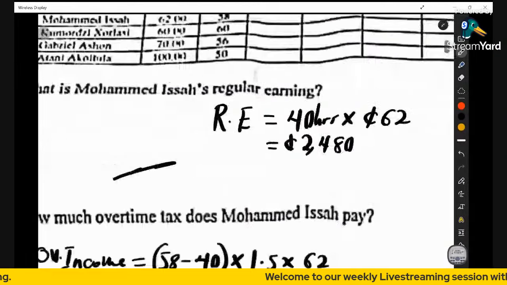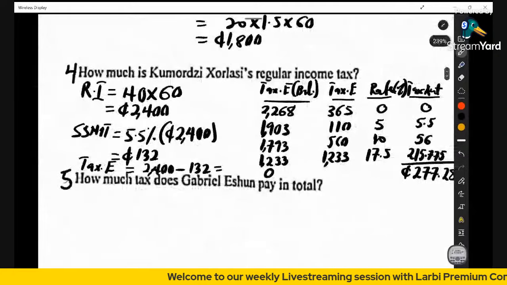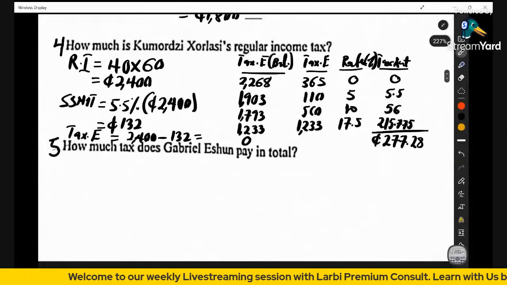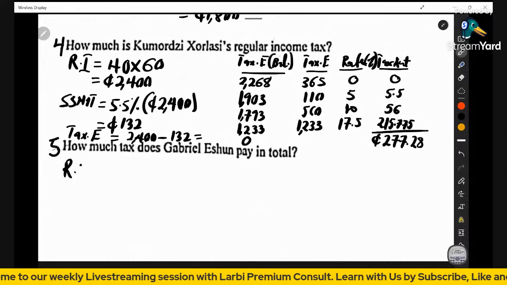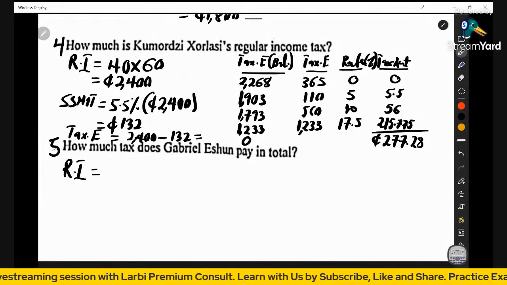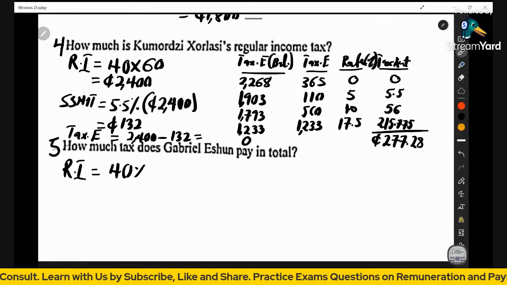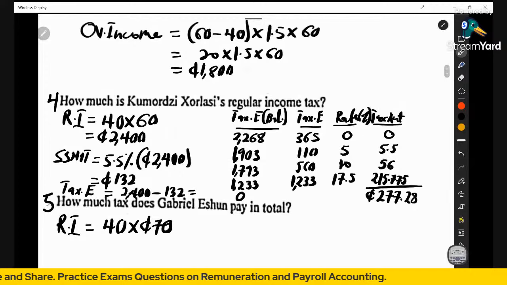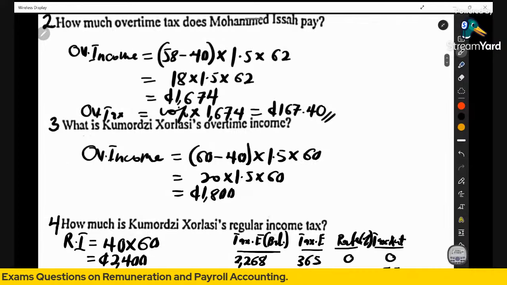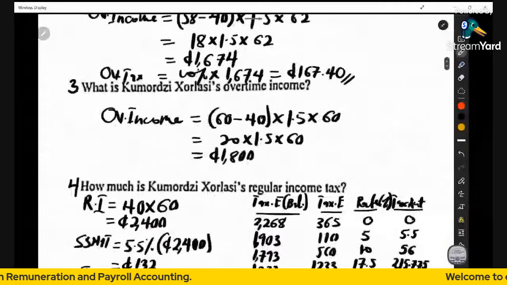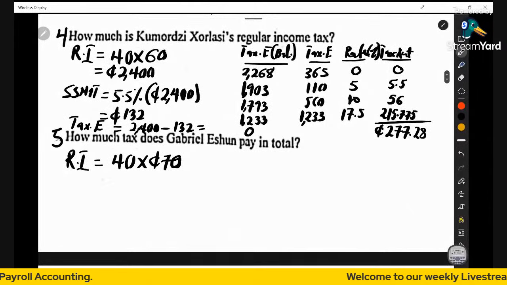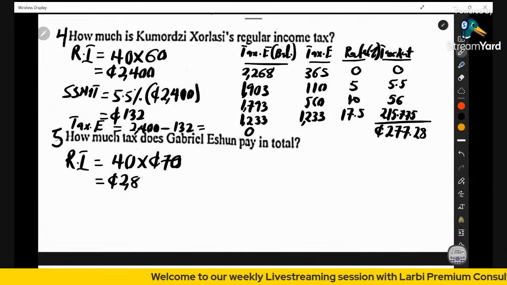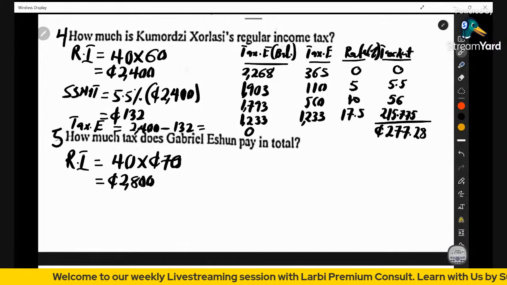So we need to calculate that for the regular income for Eshon. What are we getting for the basic earning for Eshon? You should be able to get 40, multiplied by the rate for Eshon, which was the hourly rate of 70. We can see that 70 here. When you multiply, you should be able to get 2,800. Once you get 2,800, that is fine.